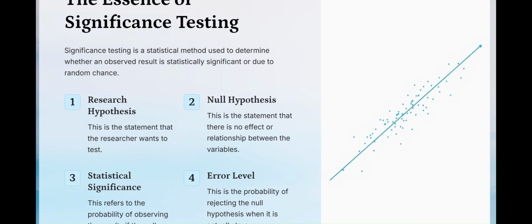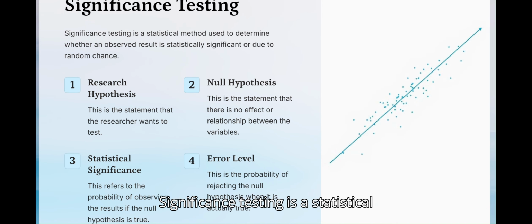The essence of significance testing. Significance testing is a statistical method used to determine whether an observed result is statistically significant or due to random chance. Research hypothesis. This is the statement that the researcher wants to test. Null hypothesis. This is the statement that there is no effect or relationship between the variables.